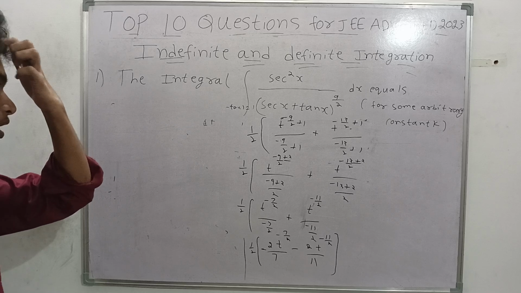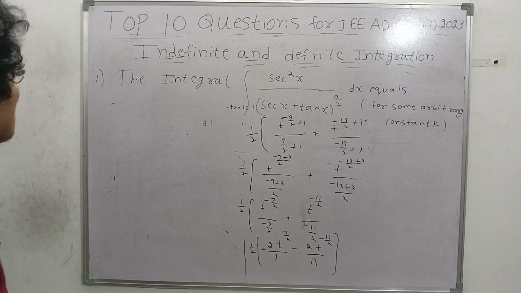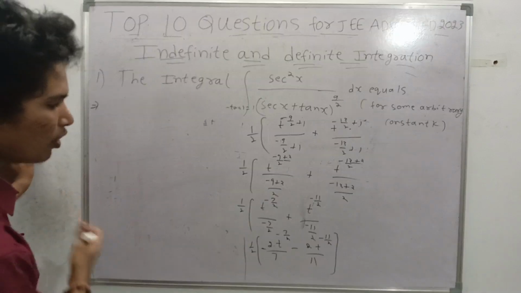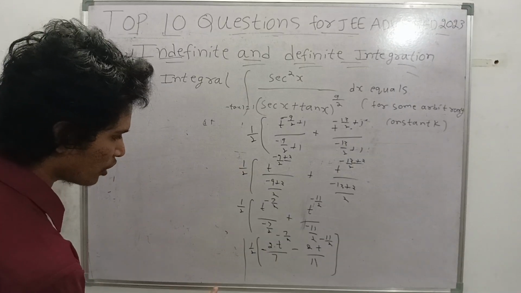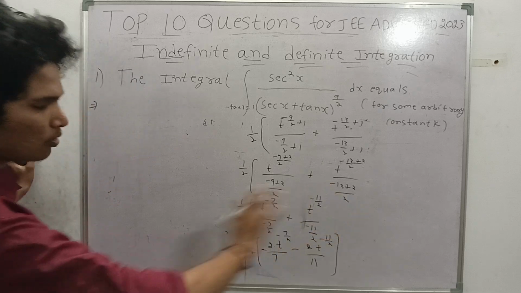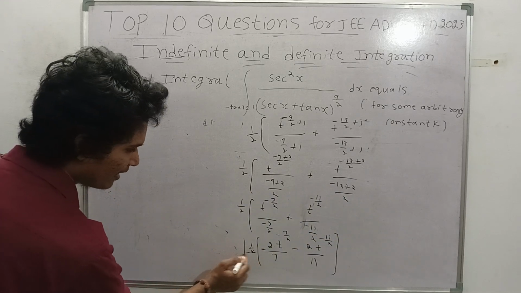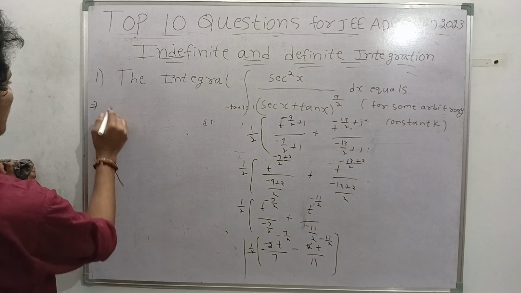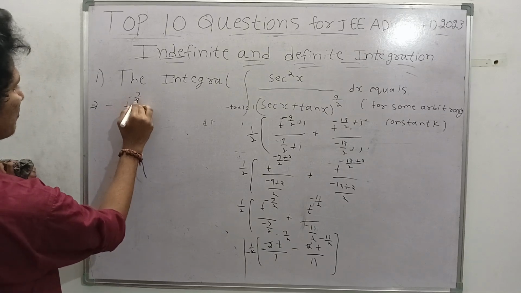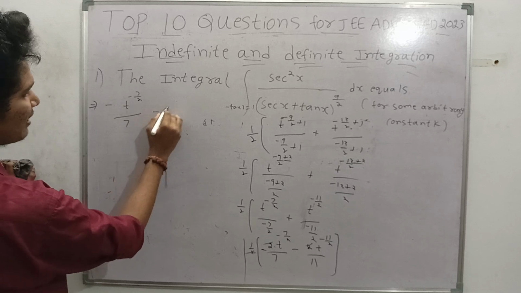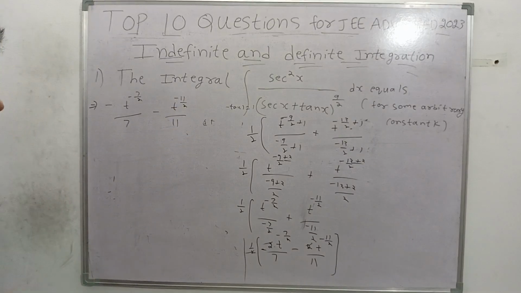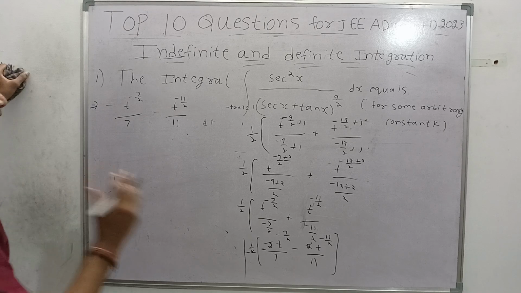While I'm solving, you take the notes, guys, because it is really important, because I am rubbing everything I have written before. Now after this, you can multiply this half to the total. This half will cancel here, and what is the final thing? The final thing is minus t power minus 7 by 2 by 7 minus t power minus 11 by 2 divided by 11.